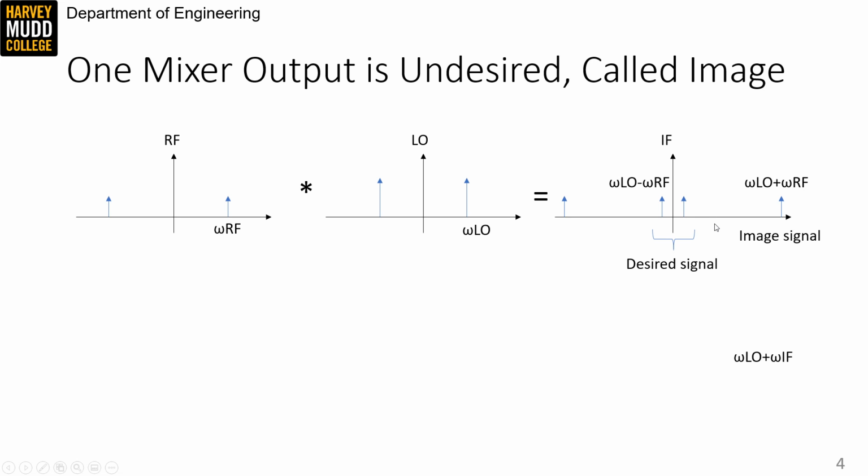As a result, mixers are often followed by low-pass or band-pass filters that are called image reject filters, which are supposed to get rid of images.